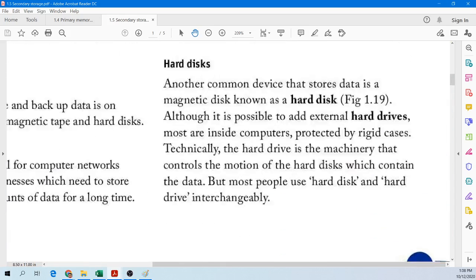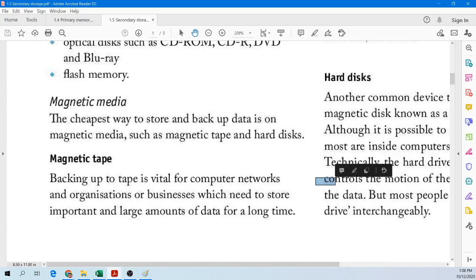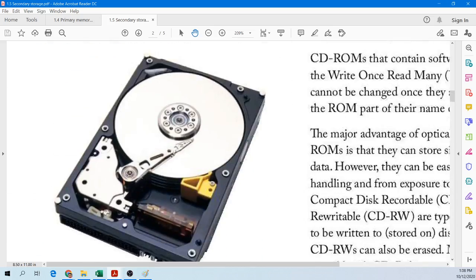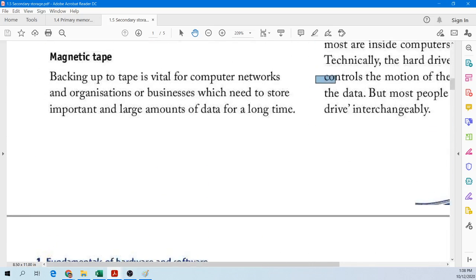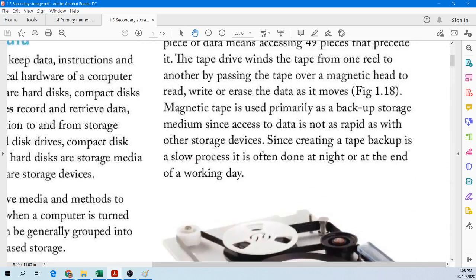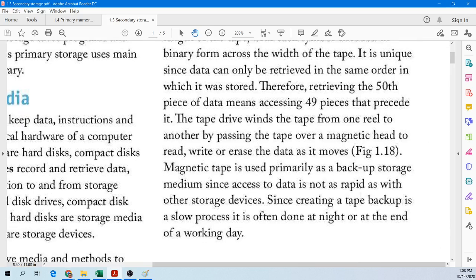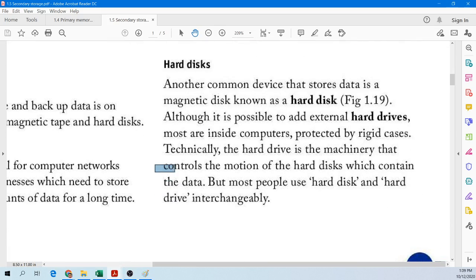Good. So what you can do for homework is research what is the storage size of a magnetic tape, because the notes give you that for a hard disk, but notice they didn't give you one for a magnetic tape. So research the storage size of a magnetic tape. A hard disk is another magnetic storage.